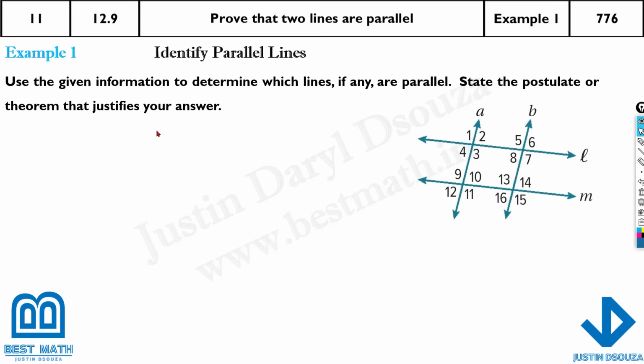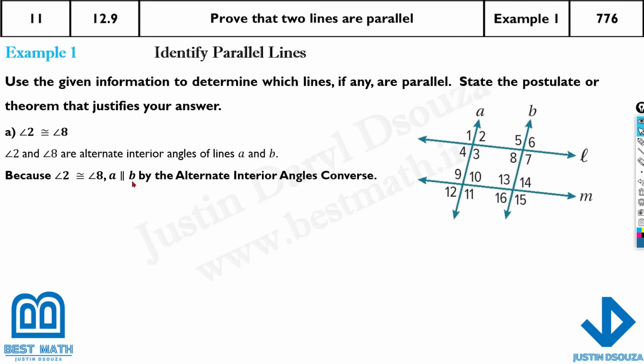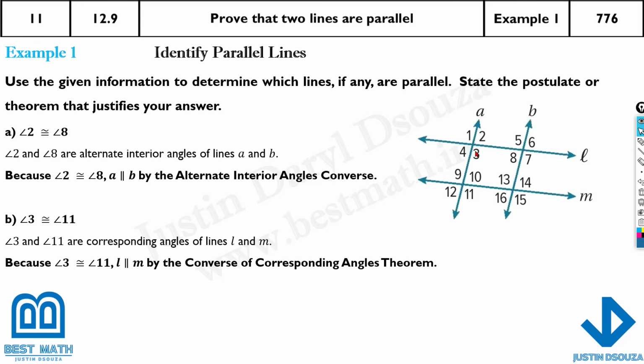Here, they have asked us to prove different lines. Let's see, this is 2 and 8. 2 and 8 means it's A and B. They are parallel to each other because of alternate interior angles. So it's A and B that are parallel. Alternate interior angles converse. And what about 3 and 11? It's corresponding angles, and they prove that L and M are parallel to each other.